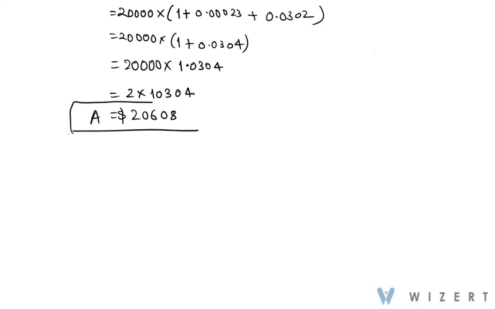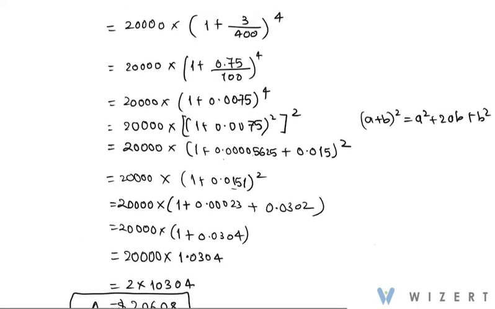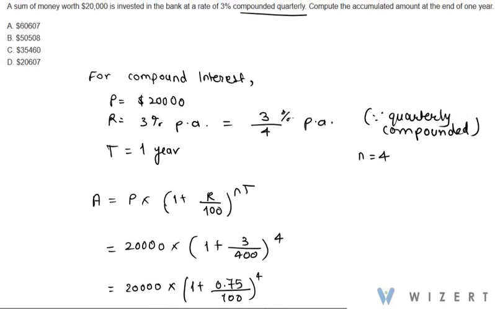So the amount we got is 20,608. Let's see what the options are. Yes, 20,607. This is the nearest value. So the answer is option D.